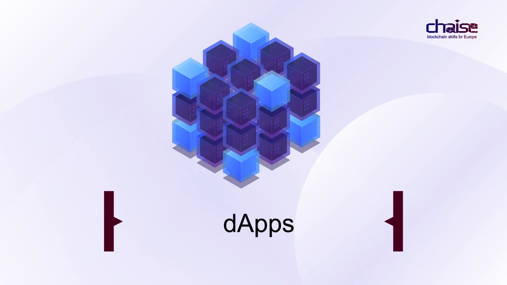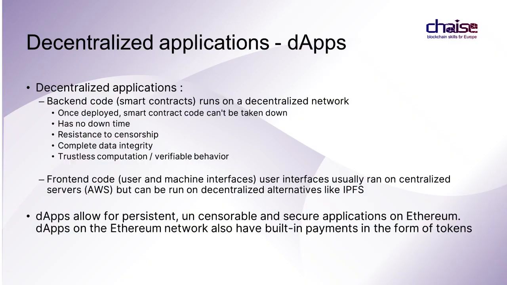dApps. The backend code, smart contracts, runs on a decentralized network. Once deployed, smart contract code can't be taken down. Has no downtime. Has resistance to censorship. Has complete data integrity. Has trustless computation, verifiable behavior.